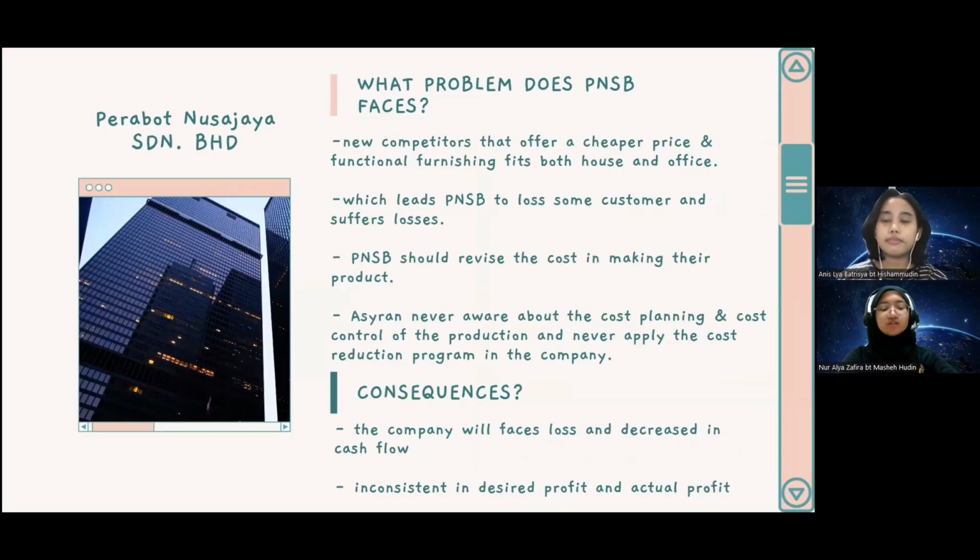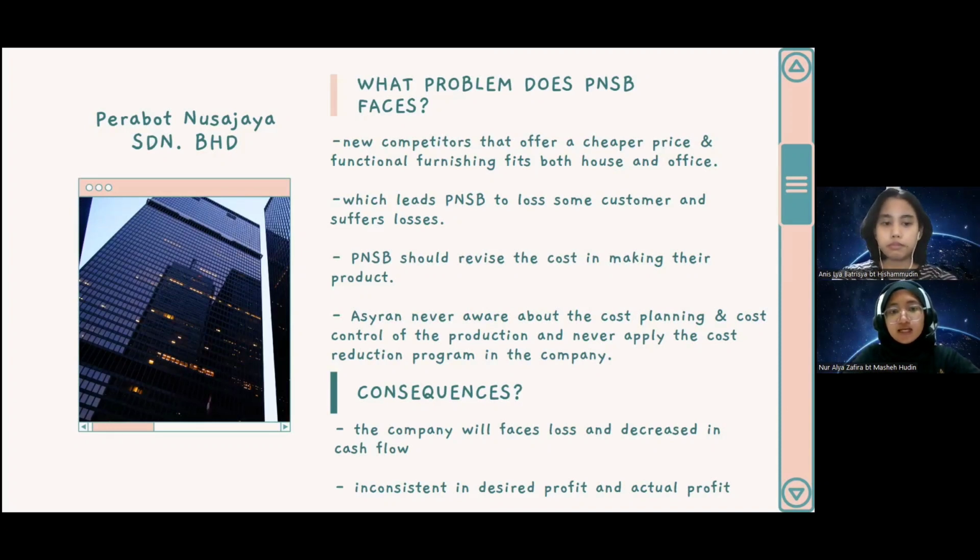Okay, thank you, Anis. First and foremost, before we go through the slide, let's look at the problem that Prabut Nusajaya Sdn Bhd faces. Basically, there is a new competitor called IKEA that offers cheaper prices and functional furnishings for both houses and offices. This leads Prabut Nusajaya Sdn Bhd to lose some customers and suffer losses. Therefore, PNSB should revise the cost of making their products.